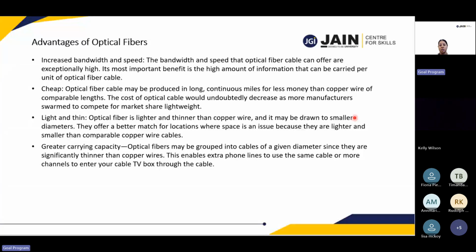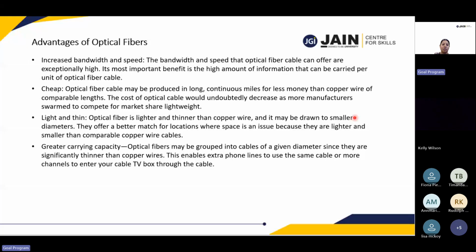is very high. Light travels very fast, right? Much faster than sound. So light speed is very high. That's the reason the speed that optical fiber cable can offer is exceptionally high. Now, its most important benefit is the high amount of information that can be carried per unit of optical fiber cable. That's what I said. At a time, a huge amount of information can be sent. This increases the speed in the delivery of the information.